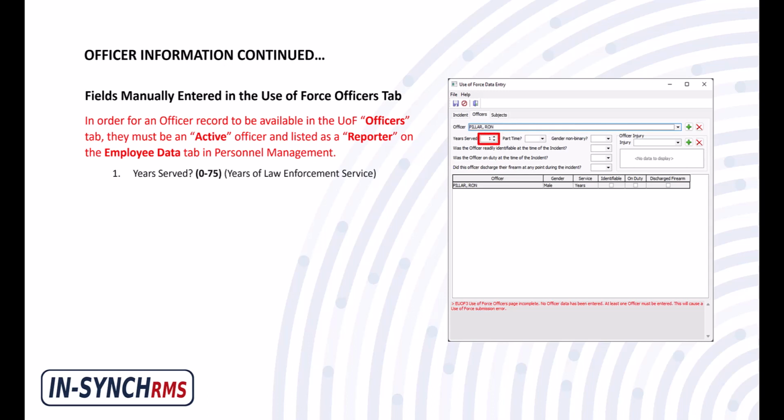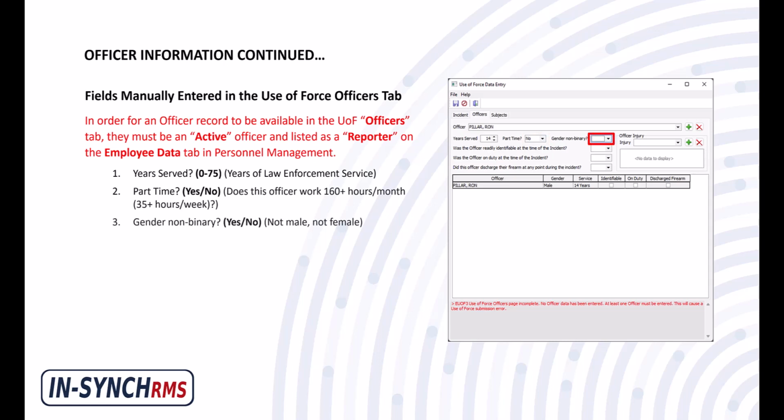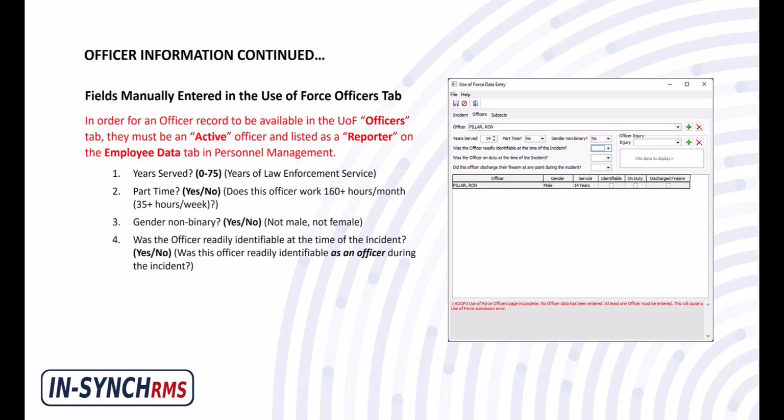Question 1. Years served. Valid answers are 0 to 75 years. Question 2. Part-time. Valid responses are yes or no. Question 3. Is the officer gender non-binary? Valid responses are yes or no. Question 4. Was the officer readily identifiable at the time of the incident? Valid responses are yes or no.